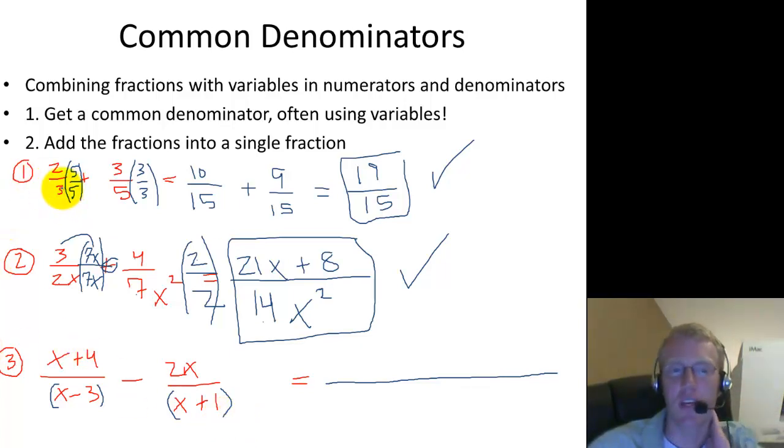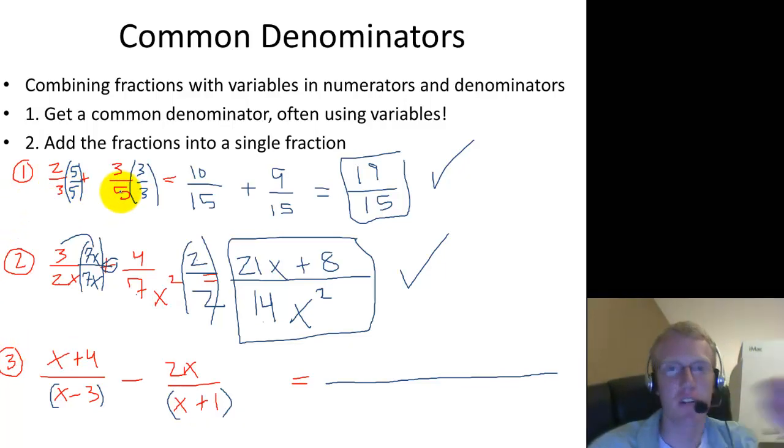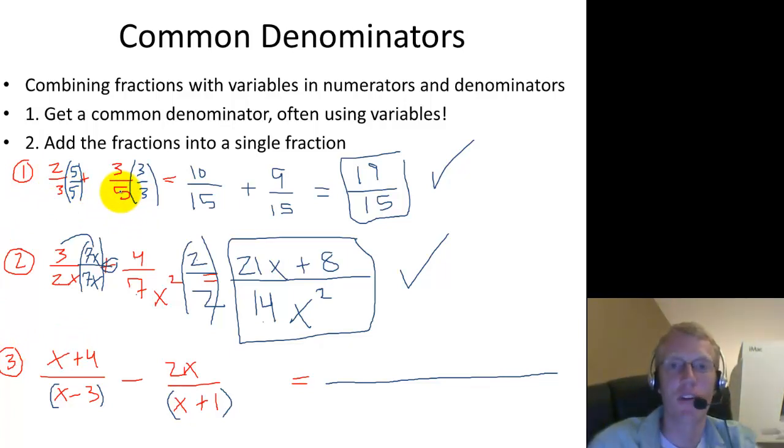If the two things have nothing in common, a 3 and a 5 are very different. You just have to multiply them together to get the common denominator. An x minus 3 and an x plus 1. Even though they both have an x in them, you can't separate them. The denominator is all one piece. So x minus 3 as all one piece and x plus 1 as all one piece are separate.